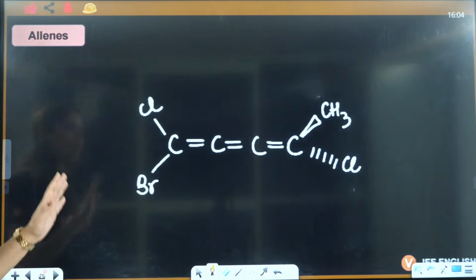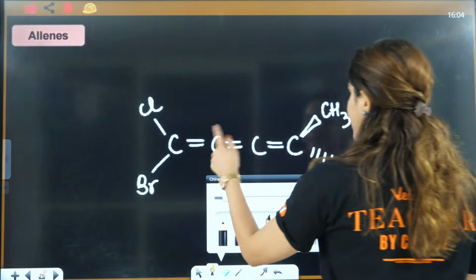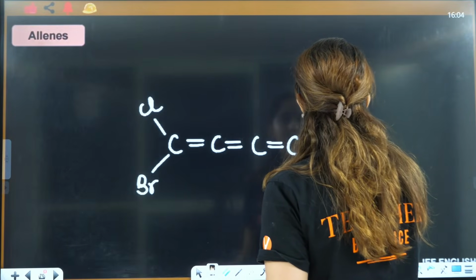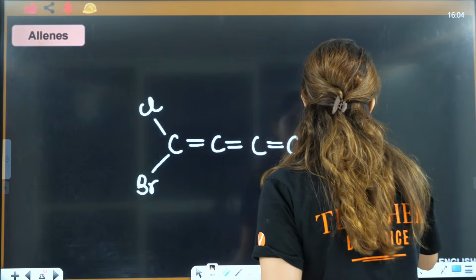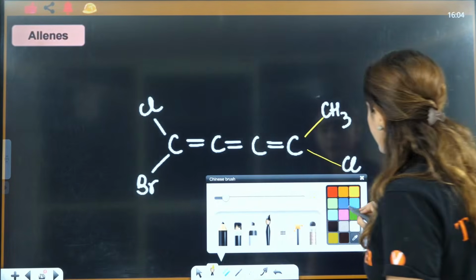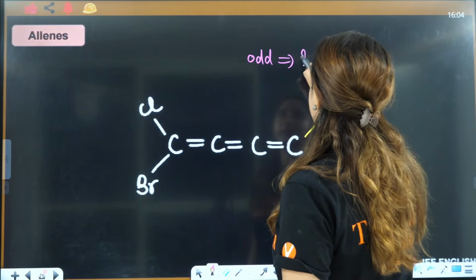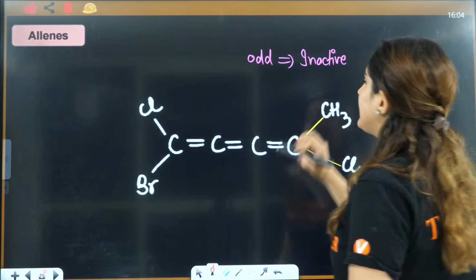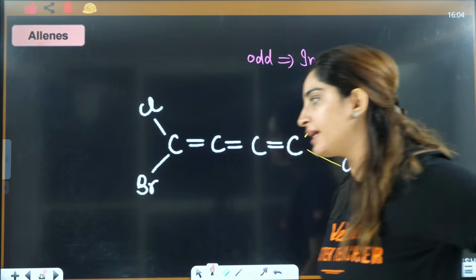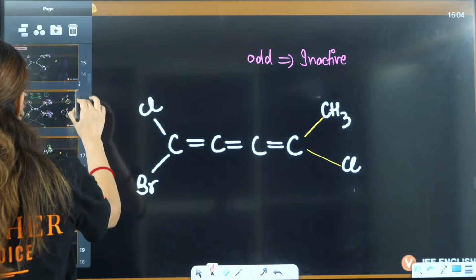So optically inactive. Next, you have 3 carbons. Here 3 means X, Y, X. So that will be on the same side only. Same plane they will be in. So now here what you will have? Odd number, and odd is always optically inactive. Right, everybody?